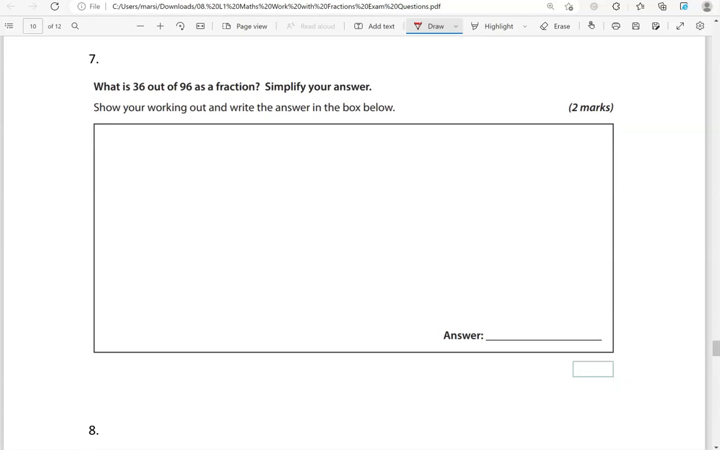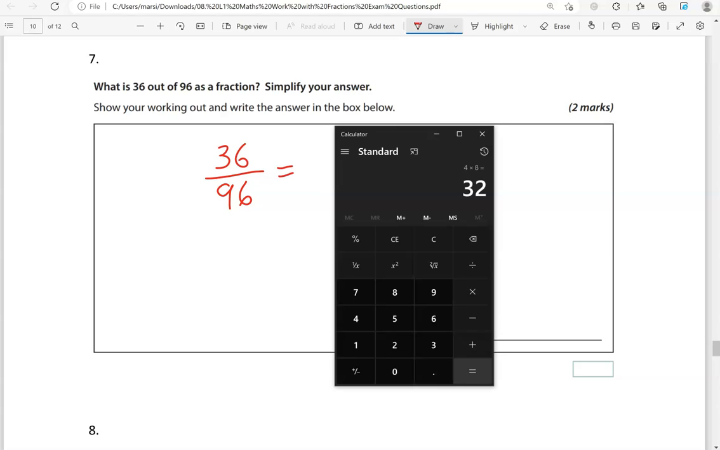What is 36 out of 96 as a fraction? Simplify your answer. So that is 36 out of 96, and we've got to give the answer in its simplest form. So we can divide by 2.